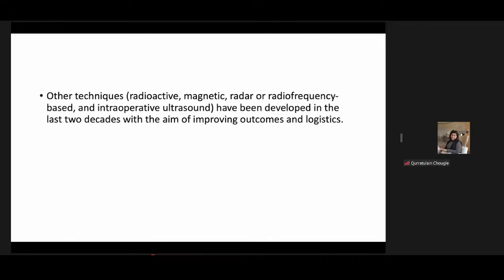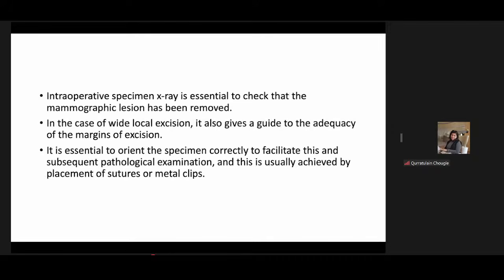There are other techniques which have been introduced. So there is radioactive, there's magnetic, there's radar or radio frequency based, and intraoperative ultrasound, which have been developed in the last 2 decades with the aim of improving outcomes and logistics. Intraoperative specimen X-ray is essential to check that the mammographic lesion has been removed. And in case of wide local excision, it also gives us a guide to the adequacy of margins of excision. It is essential to orient the specimen correctly to facilitate this and subsequent pathological examination, usually achieved by placement of sutures or metal clips, as we saw in the imaging of my colleagues previously.